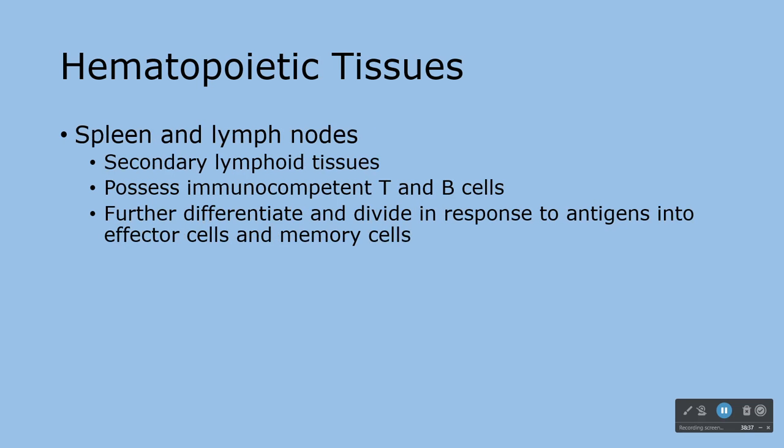So, spleen and lymph nodes are known as our secondary lymphoid tissue. So this is where immunocompetent cells that were formed in the bone marrow and the thymus go to hang out to eventually become competent in their job. In other words, they're ready to do what they need to do. In other words, they become mature, active cells. Does that make sense? Okay? Any questions about that?